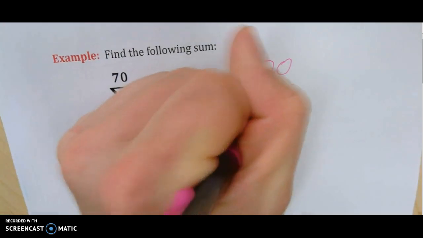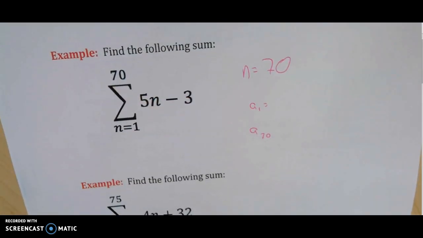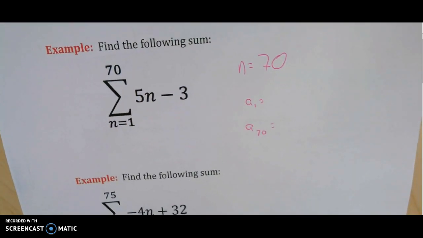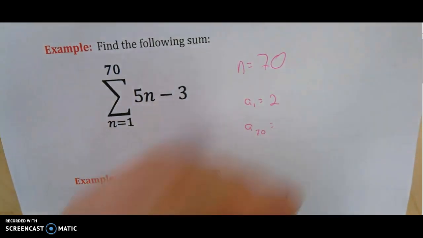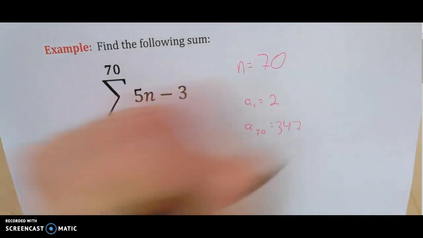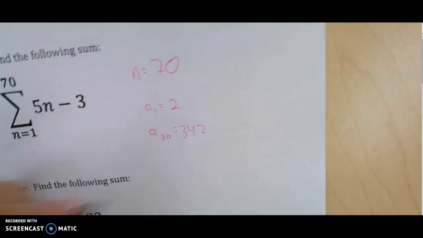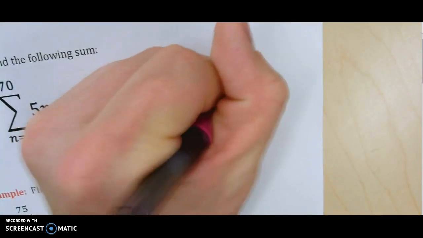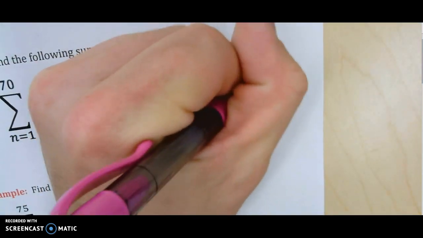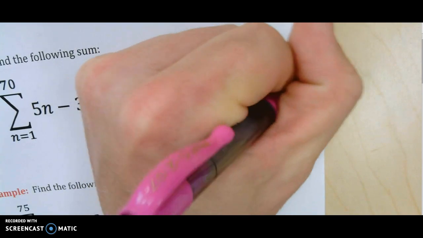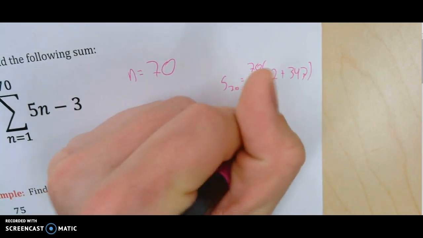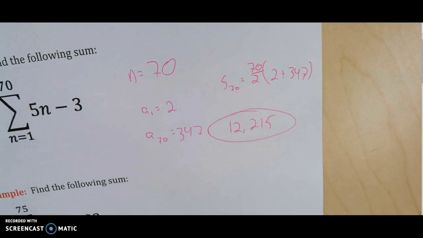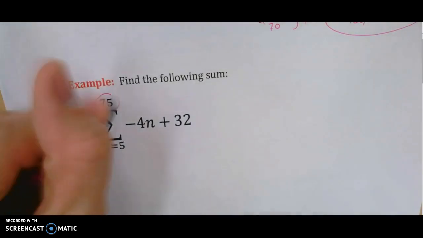I need to know what is a sub 1 and what is a sub 70. Well, to find a sub 1, plug 1 in for n. You would get 2. To find a sub 70, plug 70 in for n. 5 times 70 is 350, minus 3 is 347. This goes straight to our formula now for the summation. The sum of the first 70 values is going to be 70 over 2 times the quantity 2 plus 347. That goes into the calculator, and we should get 12,215.